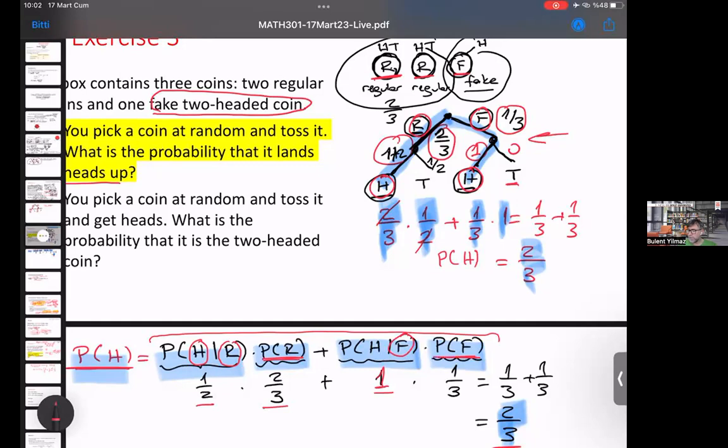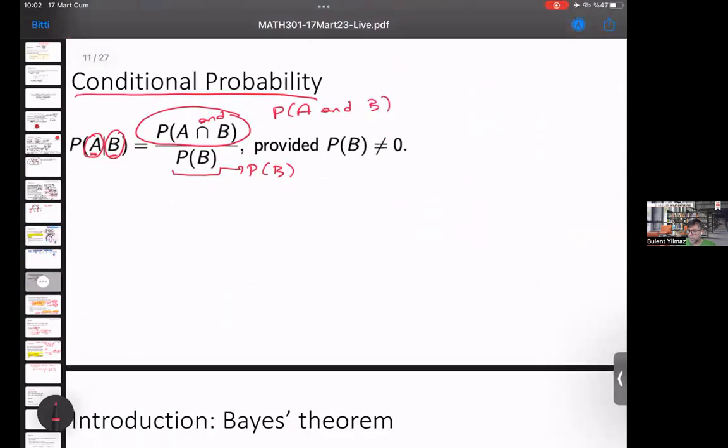What's the probability of obtaining a fake coin? It's 1/3. So that's why 1/2 times 2/3 plus 1 times 1/3 is going to be 2/3. Is this clear? Clear, hocam, I got it. Thanks. You're welcome.